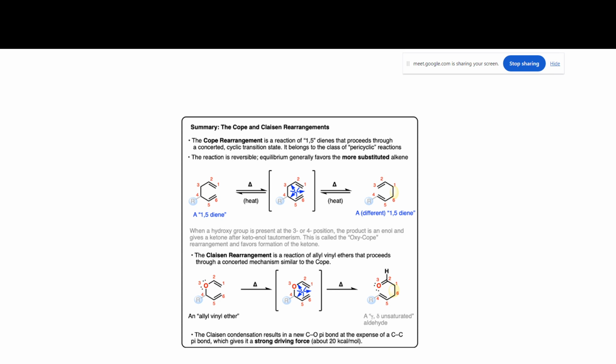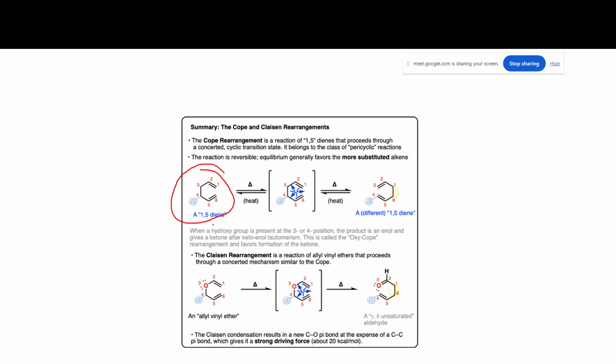Now is the Cope and Claisen rearrangement. So in Cope and Claisen rearrangement, what are we getting? The rearrangement happens in the presence of heat, and in the rearrangement we are getting a different product.